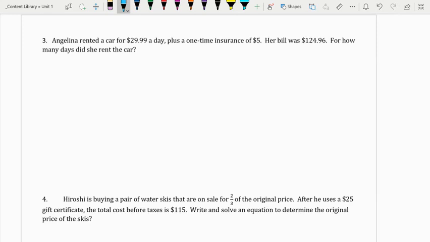Well, if we put this together in an equation, she pays $29.99 per day. So I'm going to say days are X. And then she pays $5 one time. And that's going to equal 124.96. Then all we have to do is solve for X.